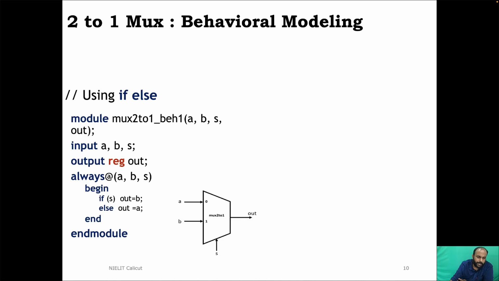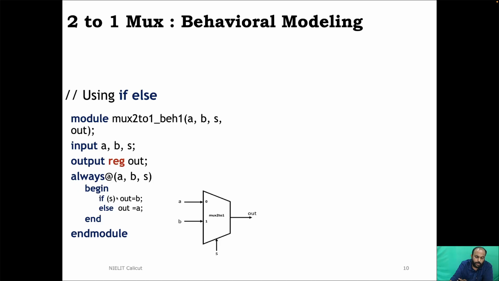Now let me explain why I have written the additional keyword reg here. Look here: the value of out is updated only when the value of either A or B or S changes. Until it changes the next time, the variable out should retain its value. All such variables which are supposed to hold the value temporarily must be declared as register data type.